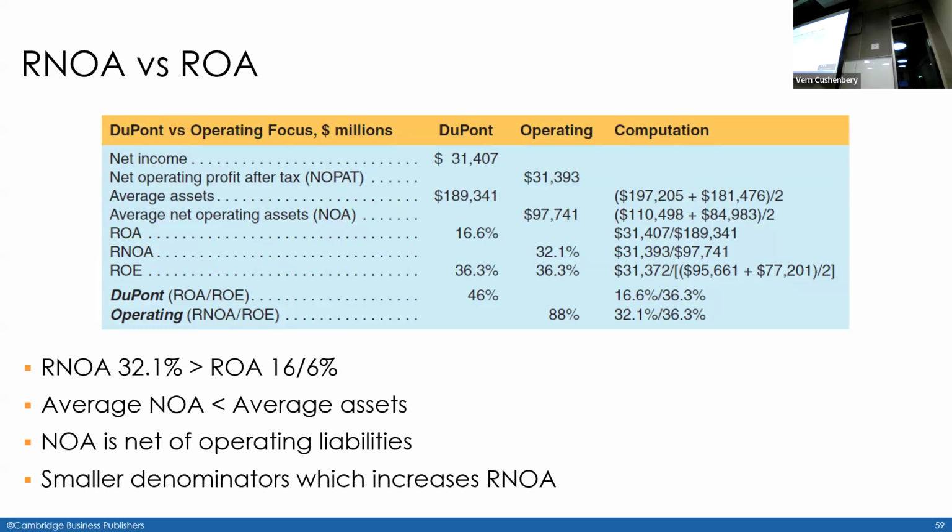So that's going to change the number significantly. Well, that's the denominator. So when you double the denominator, you can see what happens. The return on net operating assets for Pfizer is 32%. The return on assets for Pfizer is 16%. So those non-operating assets are a real drag to their profitability.